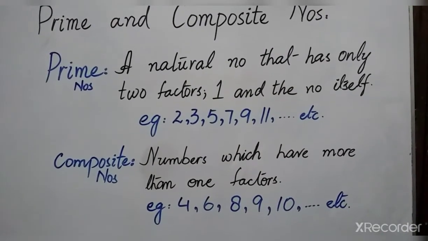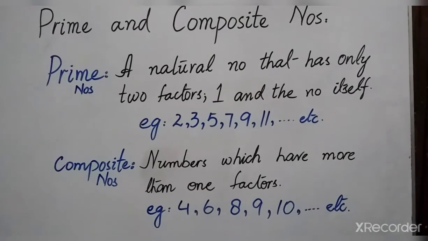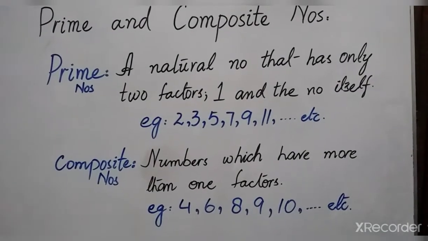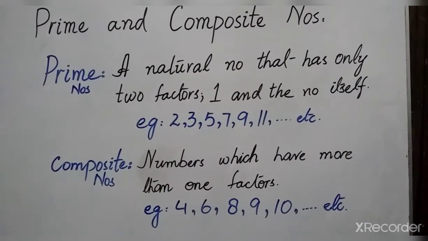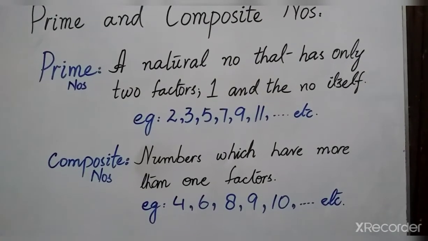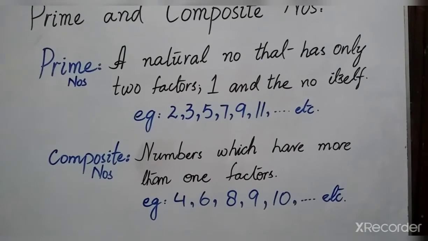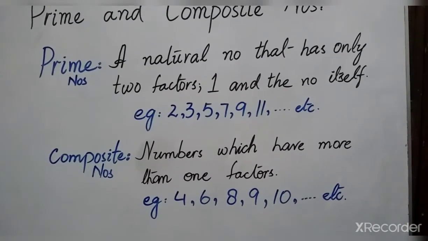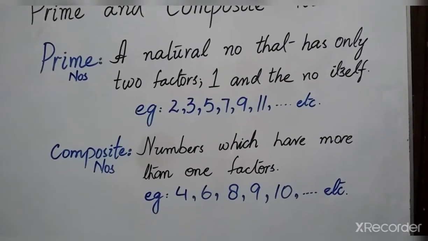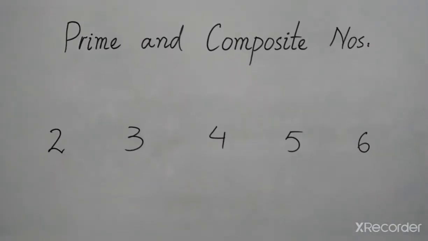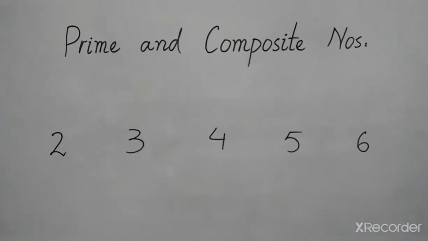Now let's see what are composite numbers. Obviously it's opposite to the prime number. So composite numbers are numbers which have more than two factors. It means वो अपने टेबल में भी आते हैं और किसी और टेबल में से भी डिवाइड हो जाते हैं. Now this explanation will enhance your concept well.